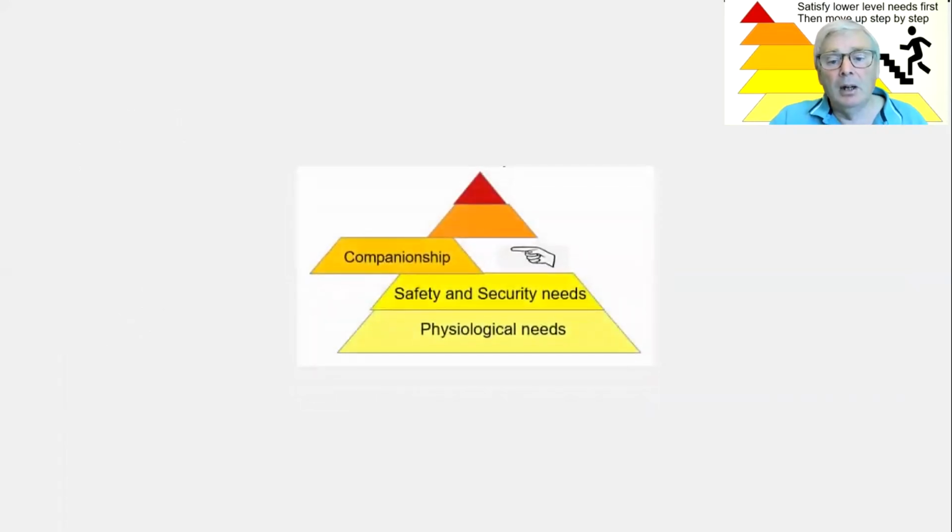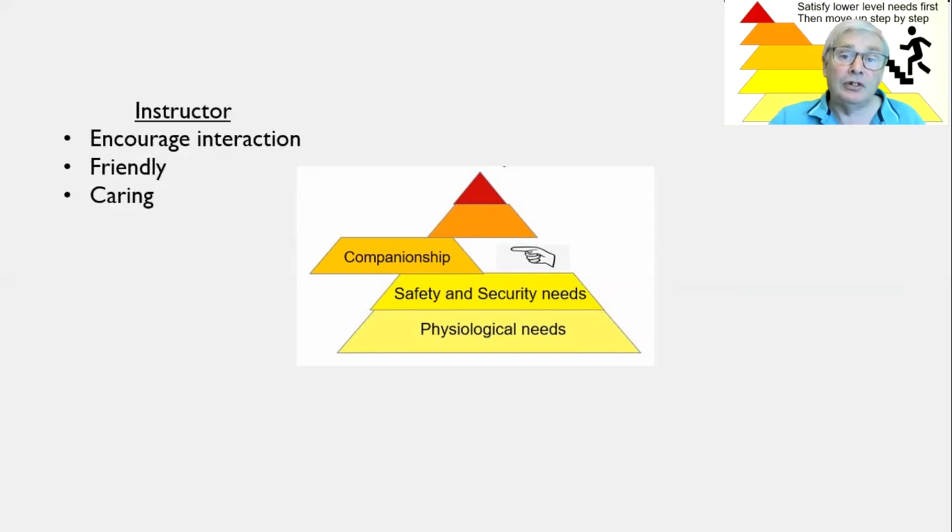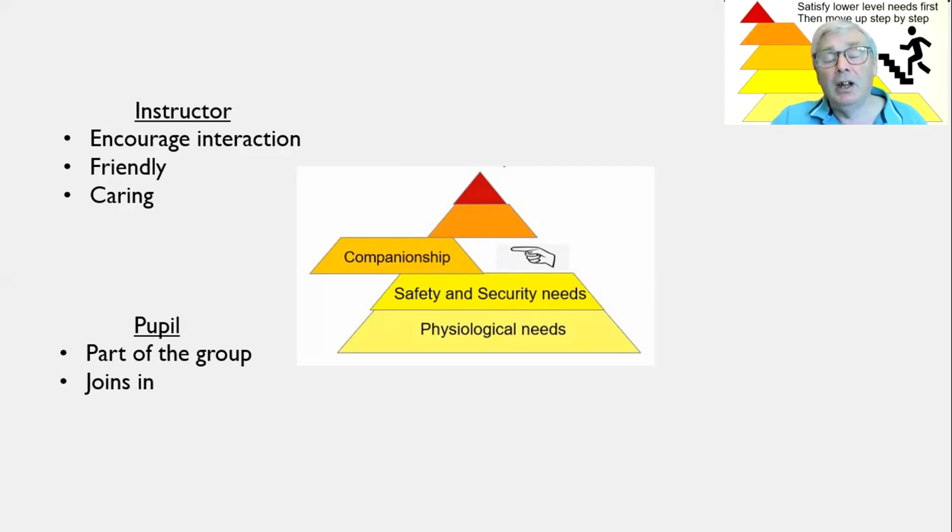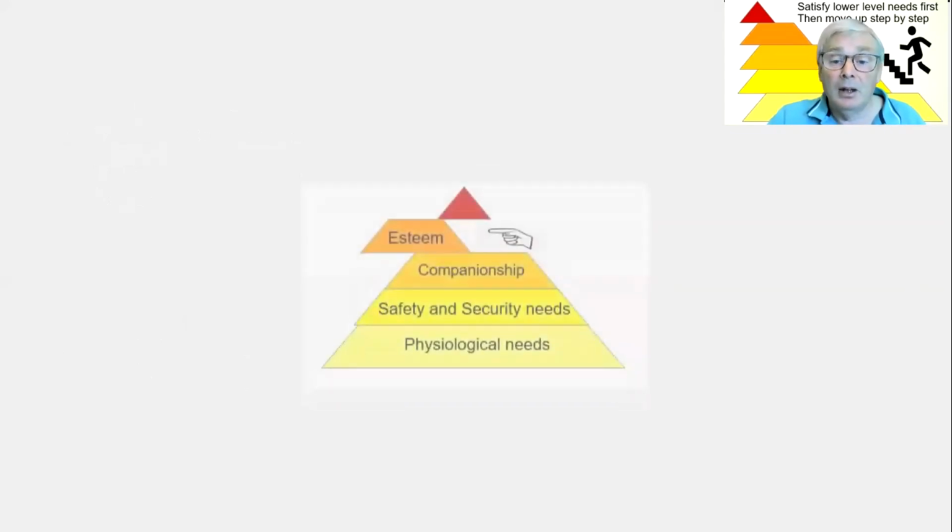From a companionship point of view, you are in the position to encourage interaction between your pupil and his peers, and make sure you do that. You should be friendly and give that impression and encourage it in others, and you should care about your pupil's progress. From the pupil's point of view, he needs to feel as if he's part of a group and join in, and you'll know that you're being successful here if he is actually joining in.